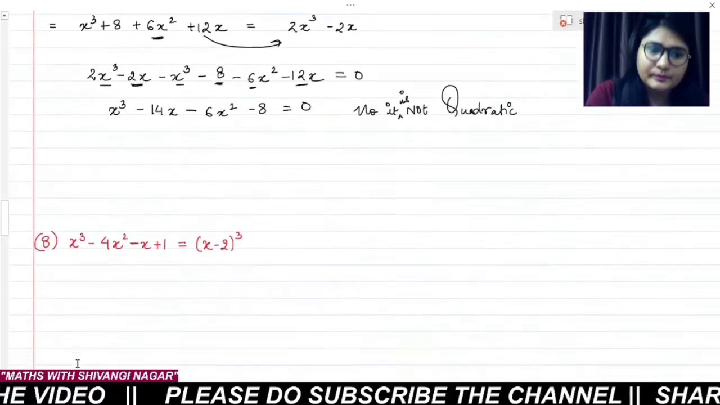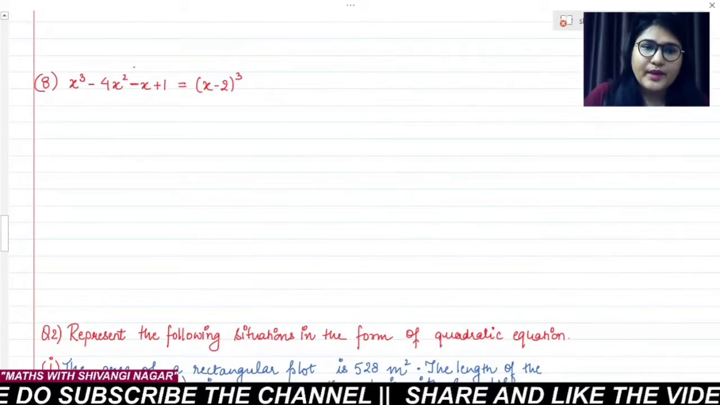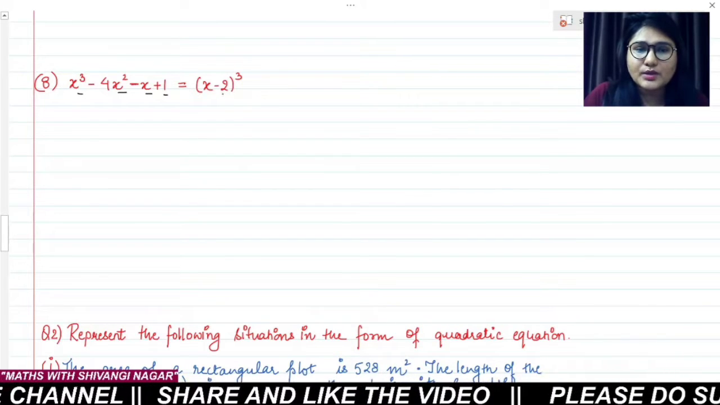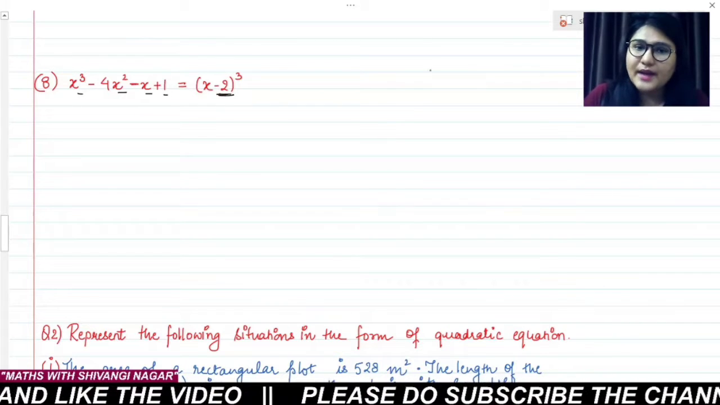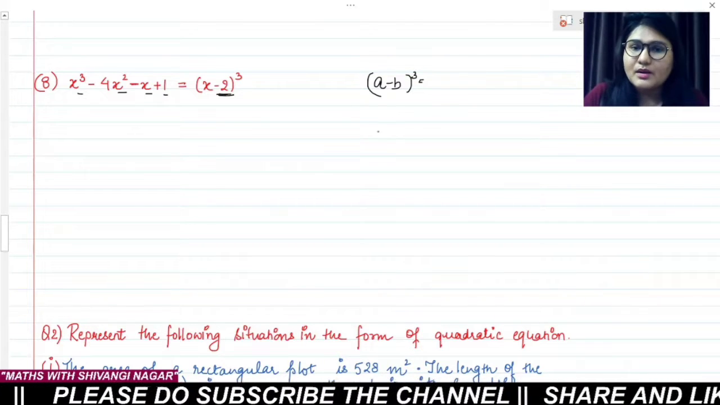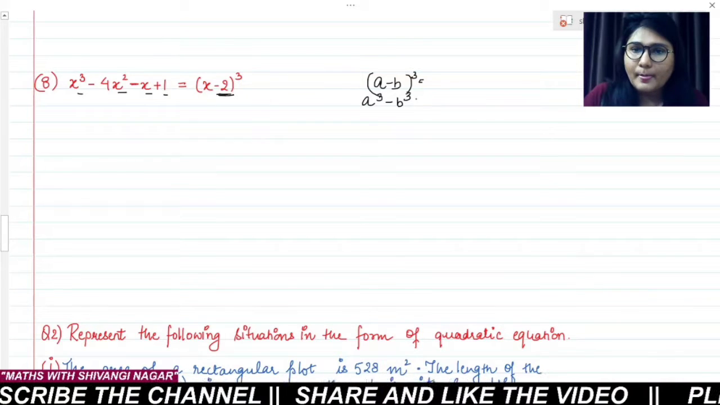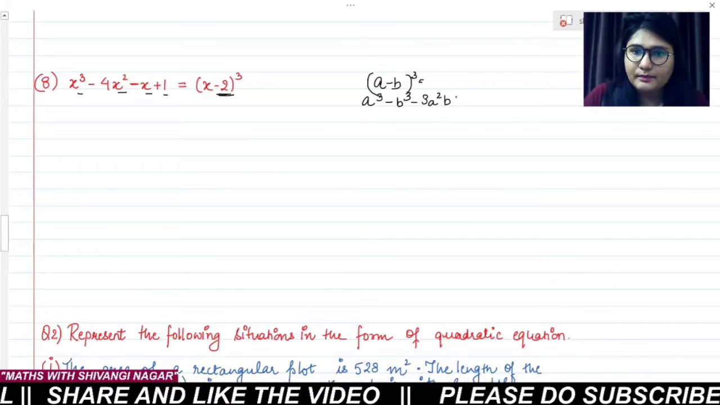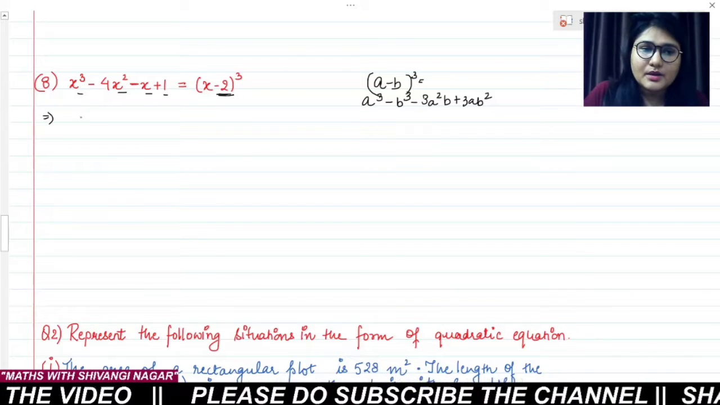the 8th one. What we have here is x cube minus 4x square minus x plus 1 equals x minus 2 whole cube. Now again we will open the right hand side by using the identity a minus b whole cube, which is a cube minus b cube, then minus 3a square b plus 3ab square. Clear? So let's open this.